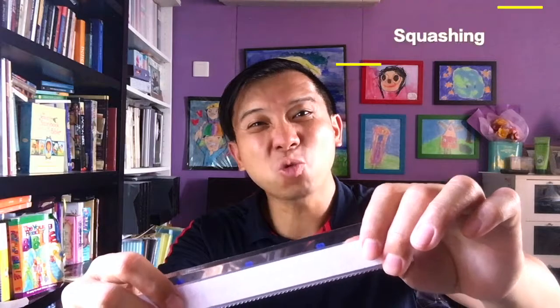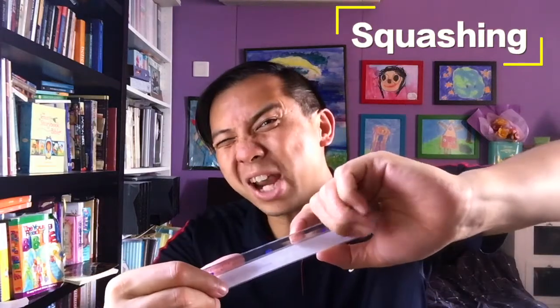Are you ready to try it out? We're going to hold it out a little bit. Can we squash the ruler? Let's bring our hands together. Not really. Did I change the shape of this ruler? It's not squashable.